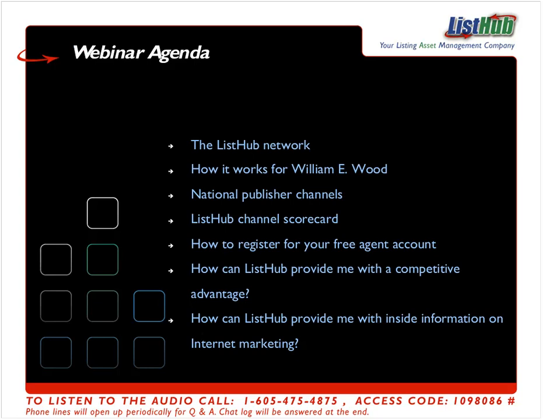This is our agenda, and so first of all, what I want to cover is the ListHub network and specifically how it works for William E. Wood and Associates. And then I want to talk about the different websites, the destination websites that your listings are going to be distributed to, and how that works with our extended network. I want to introduce you to something called the ListHub Channel Scorecard, which is really a resource that you can utilize to help you understand more about the different websites. So we'll go over that.